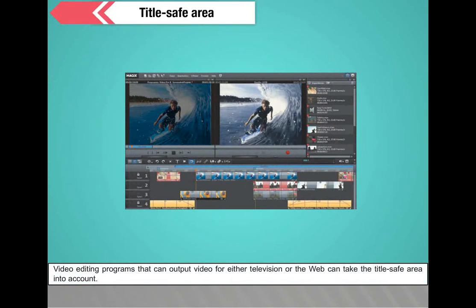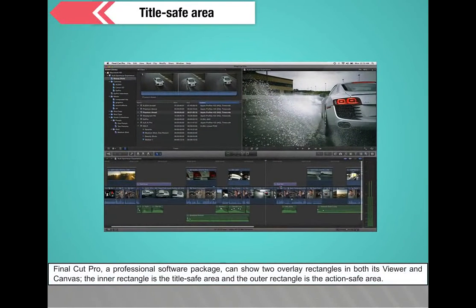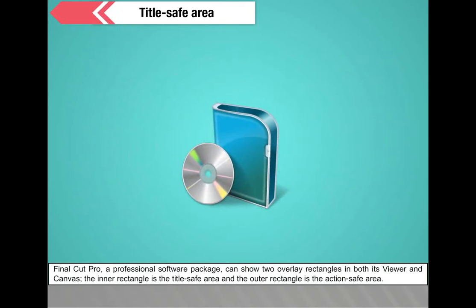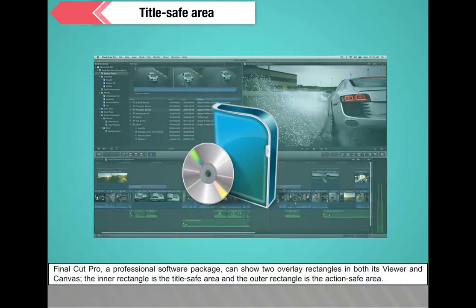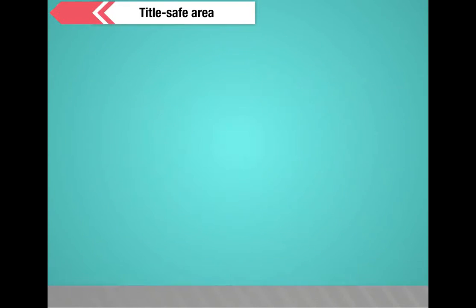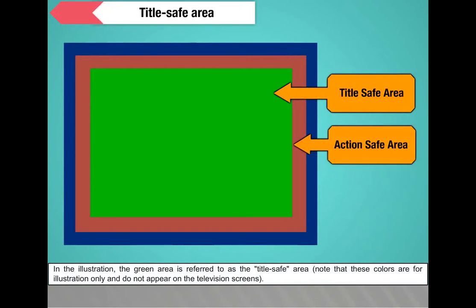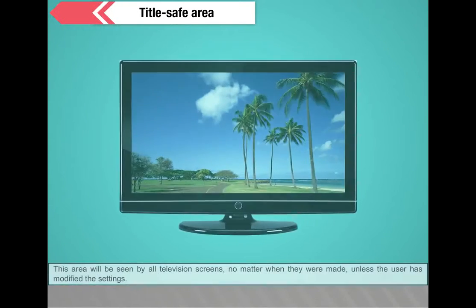Video editing programs that can output video for either television or the web can take the title safe area into account. Final Cut Pro, a professional software package, can show two overlay rectangles in both its viewer and canvas. The inner rectangle is the title safe area and the outer rectangle is the action safe area. In the illustration, the green area is referred to as the title safe area. Note that these colors are for illustration only and do not appear on the television screen.